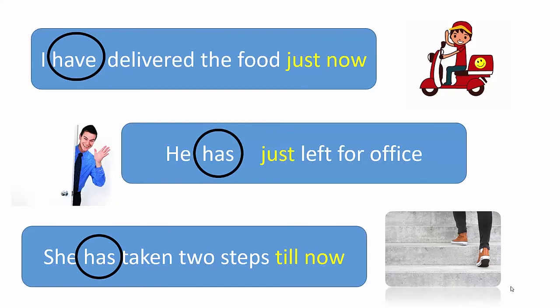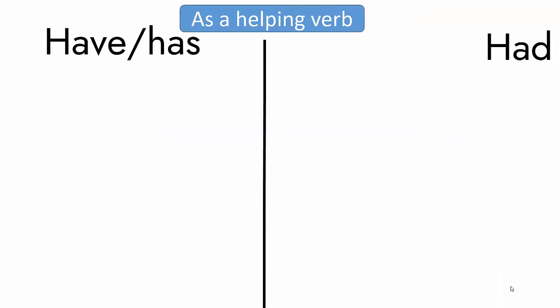We use have or has, particularly when we use have or has along with the main verb. So here the main verb is delivered, left, or taken, and have/has is only acting as a helping verb. Now let us see, as a helping verb, what is the difference between have, has, and had.